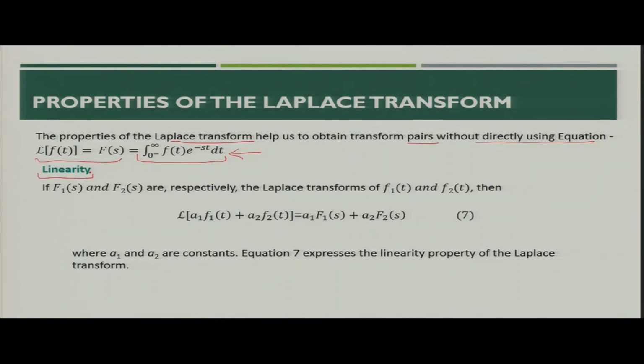First is linearity. Linearity means that if F1 s and F2 s are the Laplace transforms of f1 t and f2 t, then the Laplace of a1 f1 t plus a2 f2 t will be nothing but a1 F1 s plus a2 F2 s, where a1 and a2 are constants. So, this shows the linearity property of the Laplace transform.